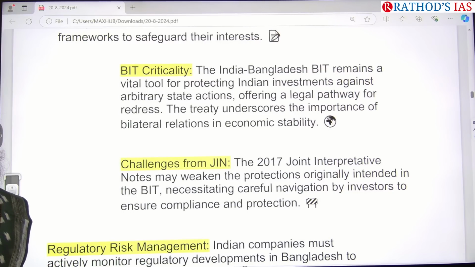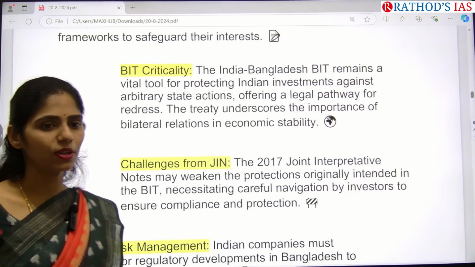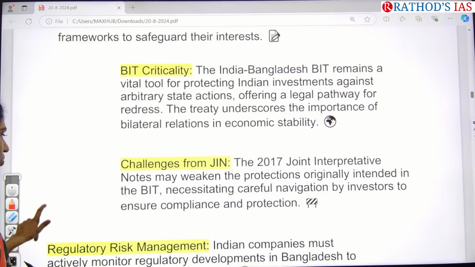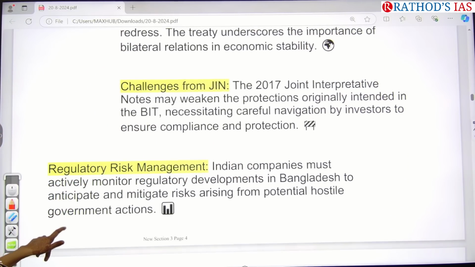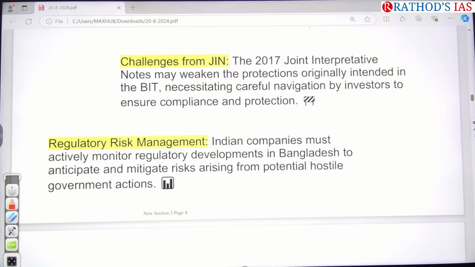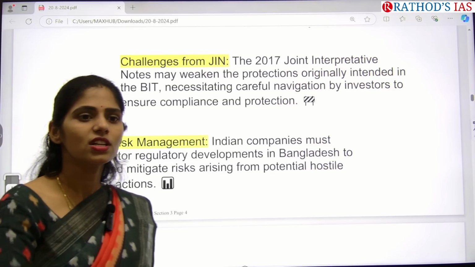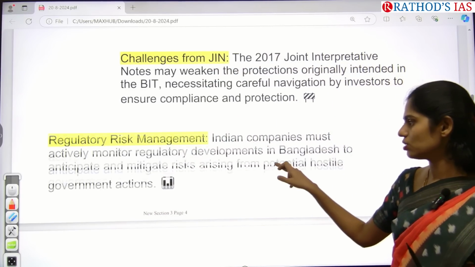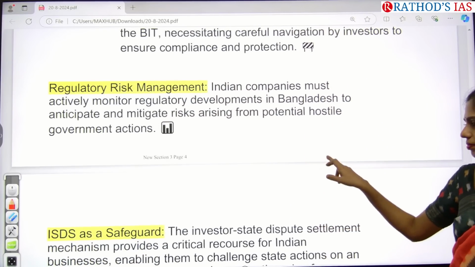So we don't know what the future of this BIT is now because of this amendment of 2017. So this is also one important issue. And this article is saying that we have to focus on proper management of relations between India and Bangladesh so that we can provide some protection to the investment of India in Bangladesh. That is the thing, so that we can mitigate the risk.